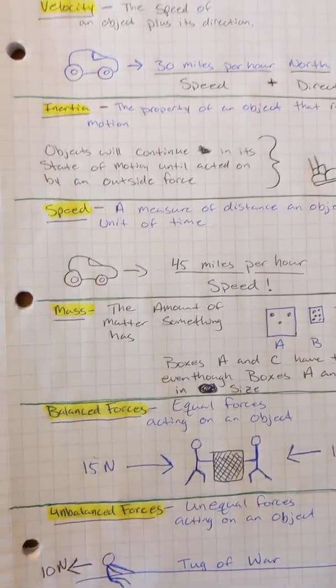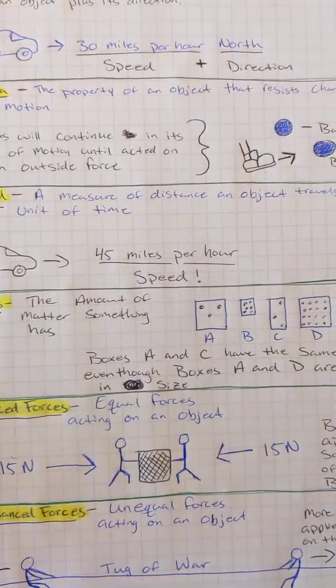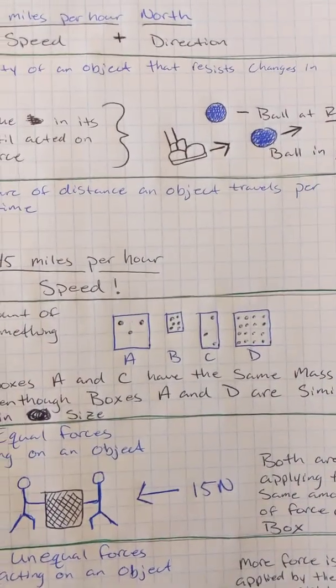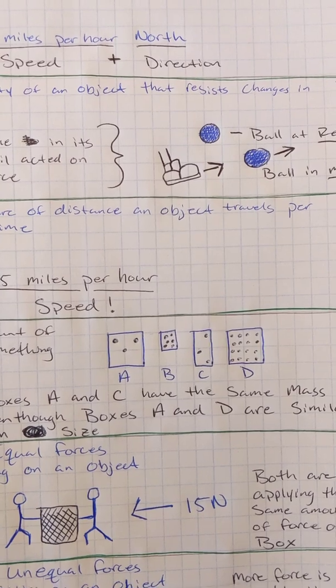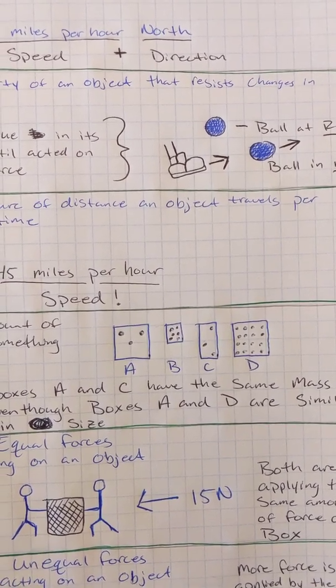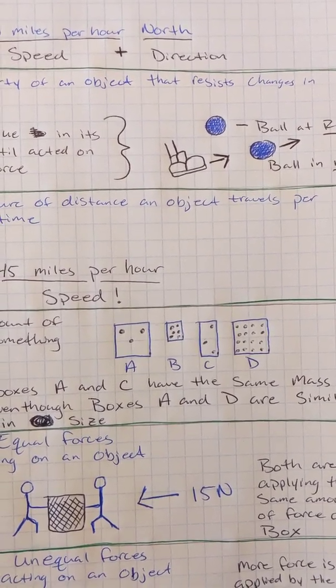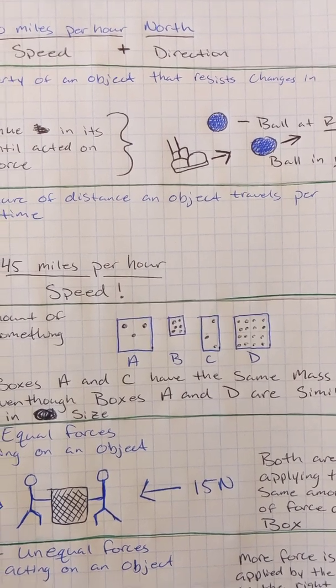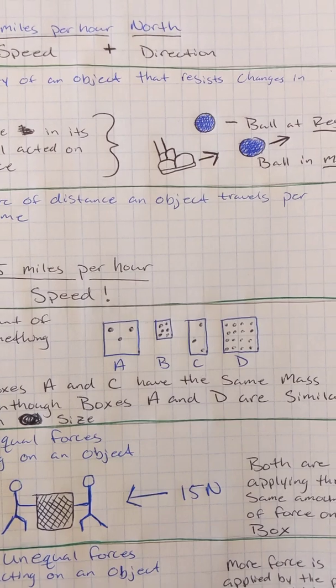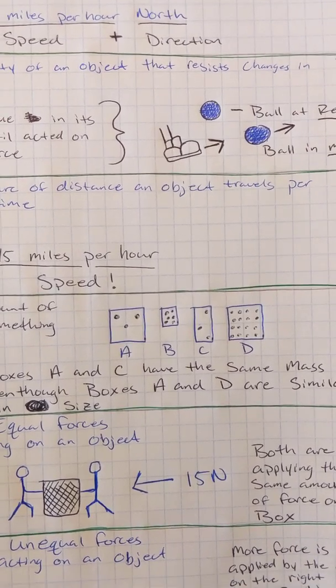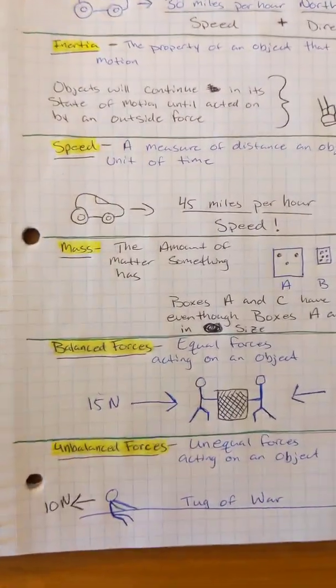Mass is the amount of matter something has, or the amount of matter in an object. So I drew 4 boxes. Boxes A and C here, right? They each have 3 dots, or 3 particles of matter inside of them. So they have the same mass, even though they look different. Boxes A and D have the same shape, have the same size, but of course there's a different amount of matter in each of those, so they're completely different.